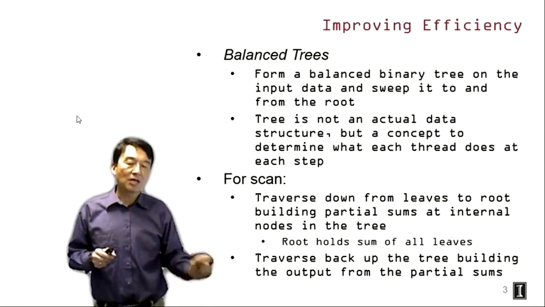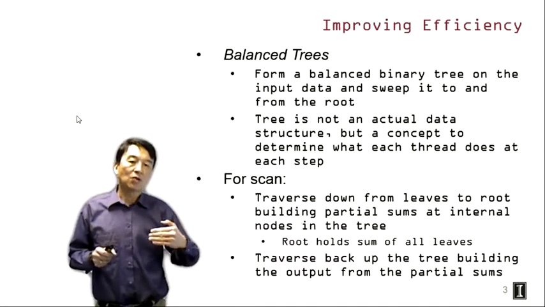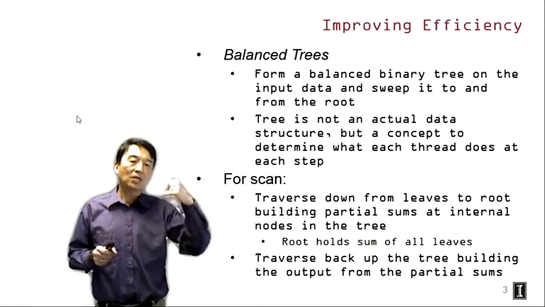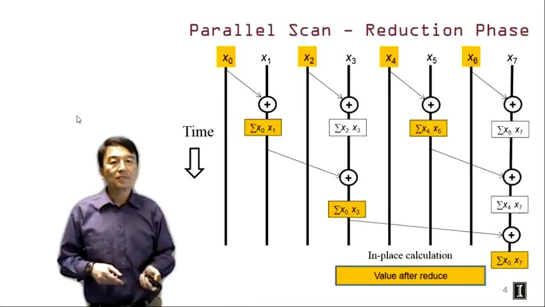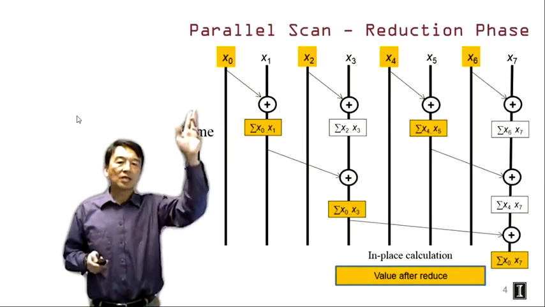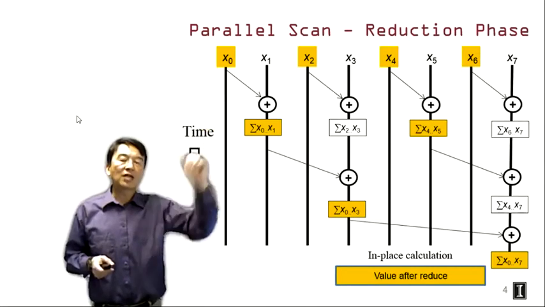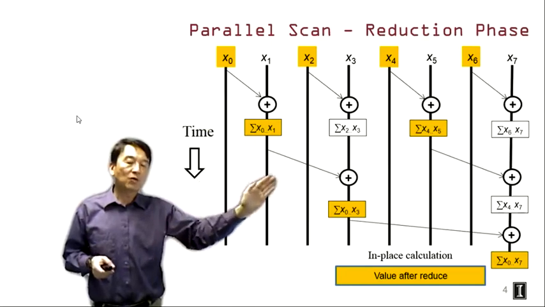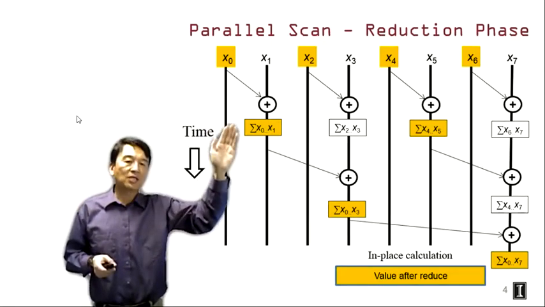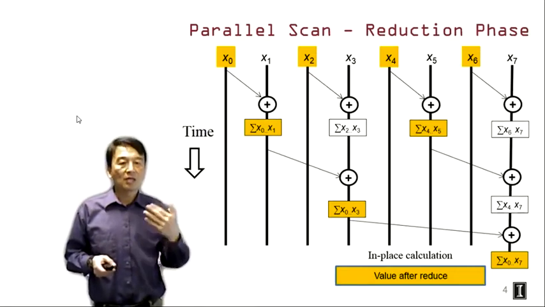And then after the first phase, we're going to take that second phase where we're going to traverse back up the tree, building the output from these partial sums as we go. So here is a quick illustration of the reduction phase of parallel scan. We start by having all the elements in a shared memory array, and then we perform multiple iterations. For 8 elements, we're going to perform 3 iterations, just like the reduction tree lecture.